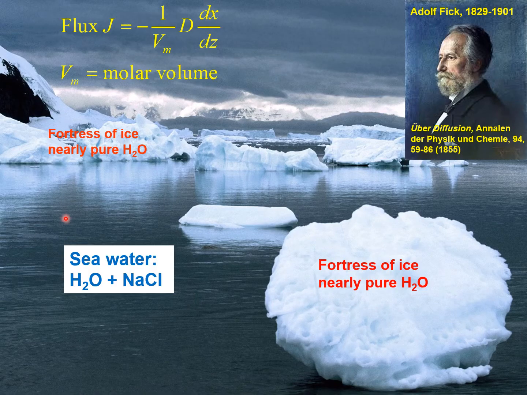Here is a picture taken in the Antarctica showing fortresses of ice containing nearly pure water happily coexisting with seawater containing salt. Apparently, Fick's law of diffusion does not seem to apply here because there is no diffusion of sodium chloride into the ice fortresses. Let's examine the reasons why.